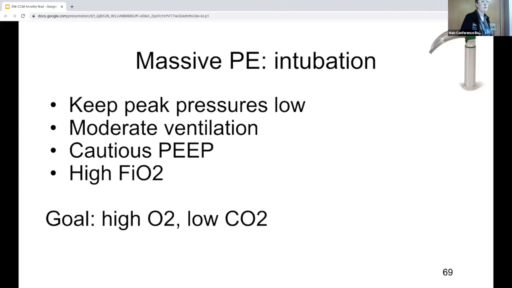And then afterwards, how do we ventilate this patient? It's very, very difficult. Generally, pressure should be kept low. Moderate ventilation, PEEP should be minimized, and FiO2 probably should be elevated. The goal is to keep the oxygen high and reduce the CO2, which is very difficult to achieve. That's why there was the comment that if you are in this situation and you have it available, you should even consider ordering a patient right.